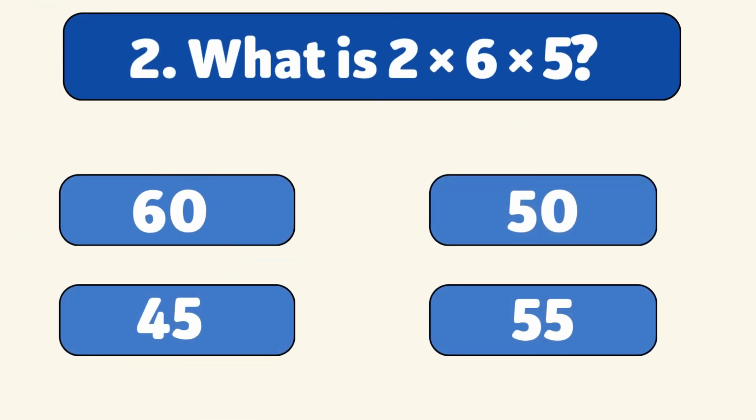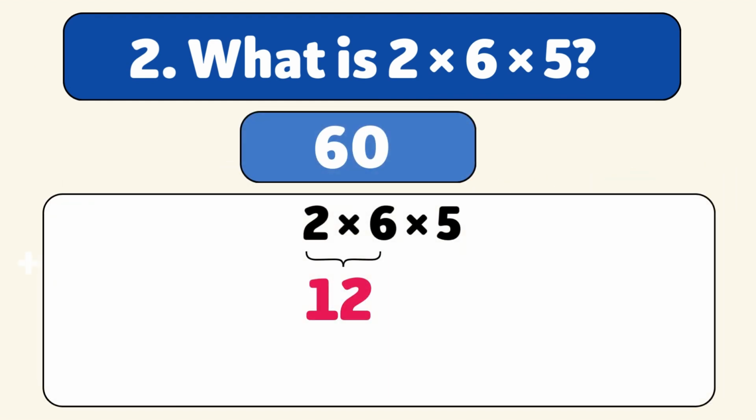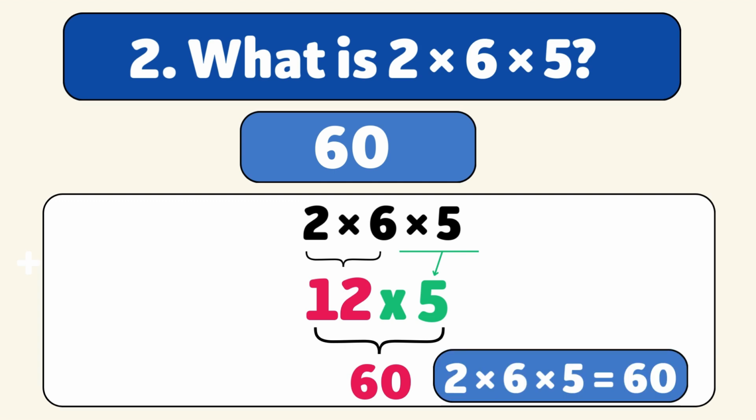What is 2 times 6 times 5? 60. Simply multiply the first two numbers. 2 times 6 equals 12. Then multiply the result by the next number. 12 times 5 equals 60. Therefore, the answer to 2 times 6 times 5 is 60.